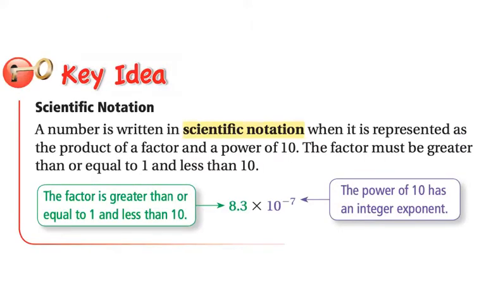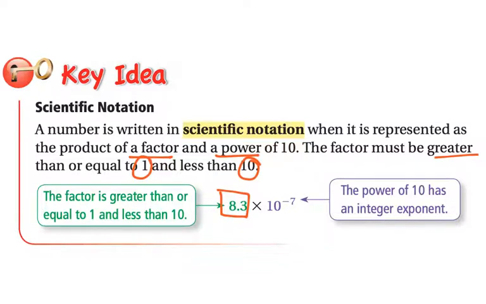It says that a number is written in what we call scientific notation when it is represented as a product of a factor and a power of 10. Now, you have to keep in mind that that factor has to be greater than or equal to 1 and less than 10. So 1 itself can be used, but it has to be less than 10, so 9.9, 9.8, and so on here. So we see in our example, it says the factor is greater than or equal to 1 and less than 10. 8.3, somewhere between 1 and 10.